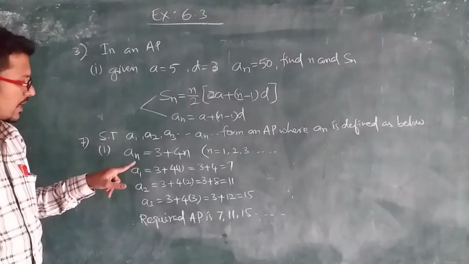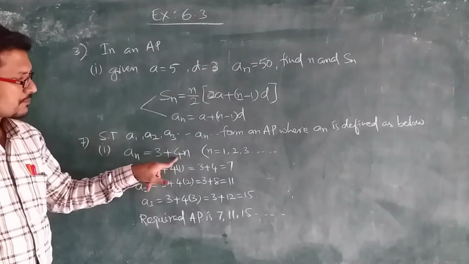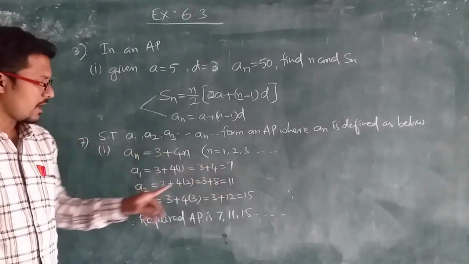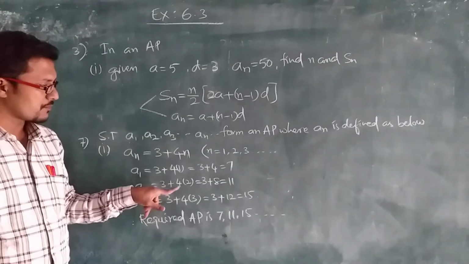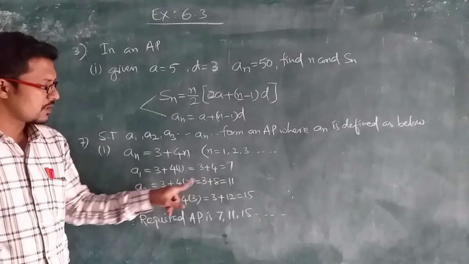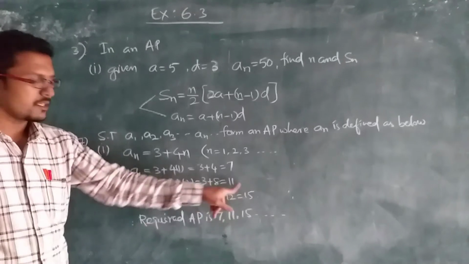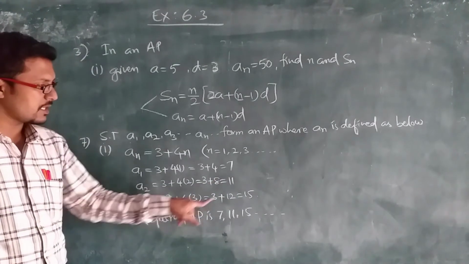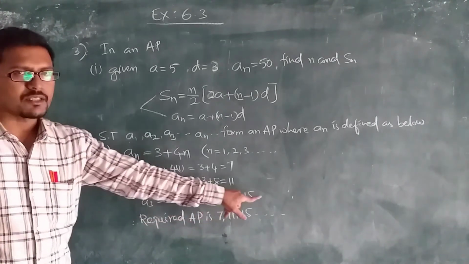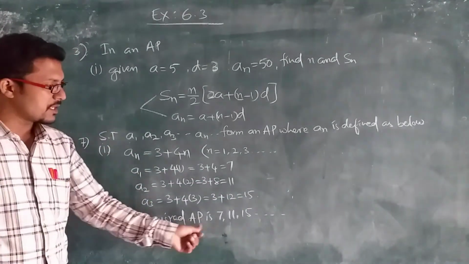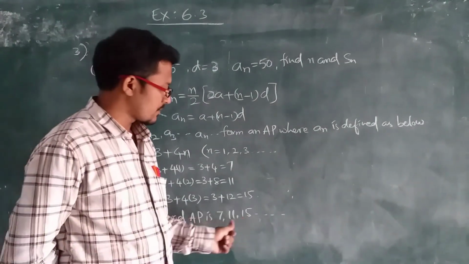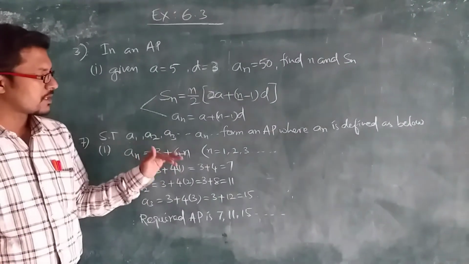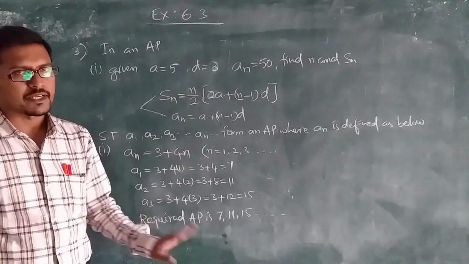Let us substitute n is equal to 1 here. 3 plus 4 into 1. So, that is 4, 3 plus 4 is 7. If you substitute 2 here, 3 plus 4 into 2. 4 twos are 8. So, 3 plus 8, that is 11. If you substitute 3 here, 3 plus 4 into 3. 4 threes are 12 here. 3 plus 12, that is 15. So, the required AP is 7, 11, 15 and so on. So, this is how this bit will be solved.